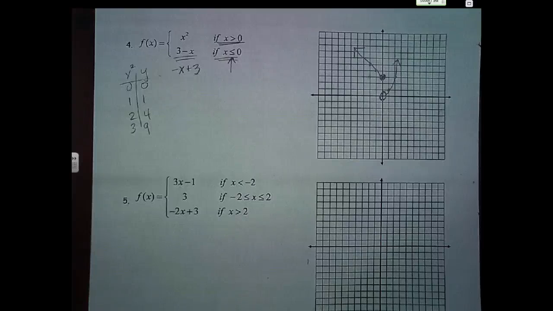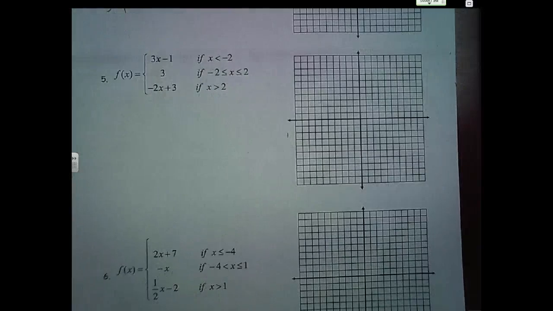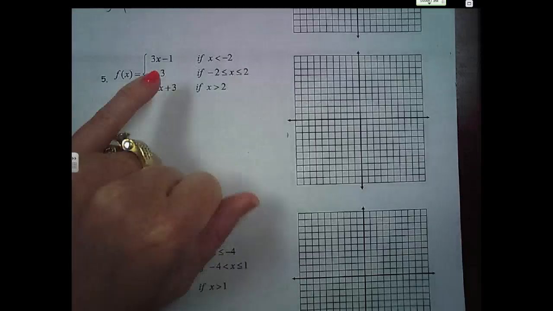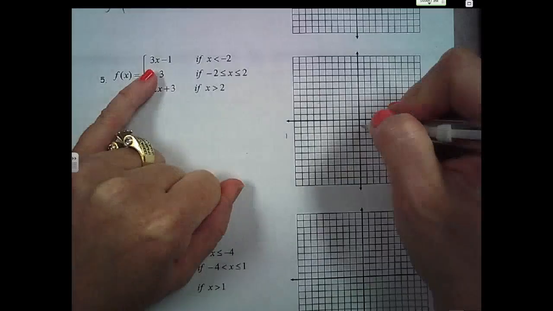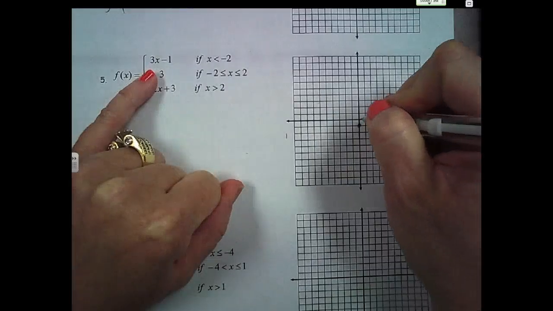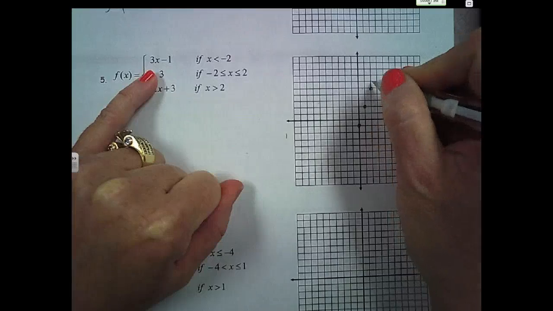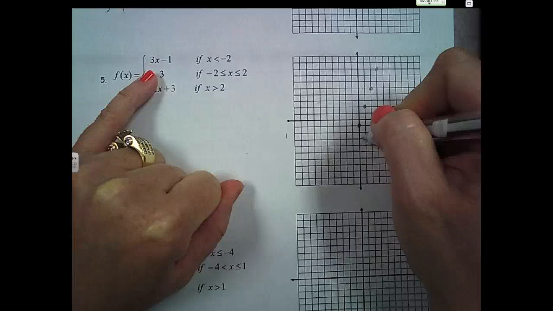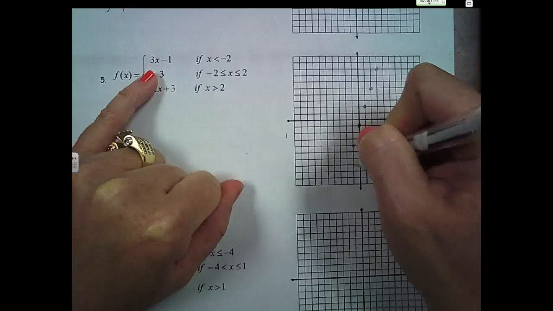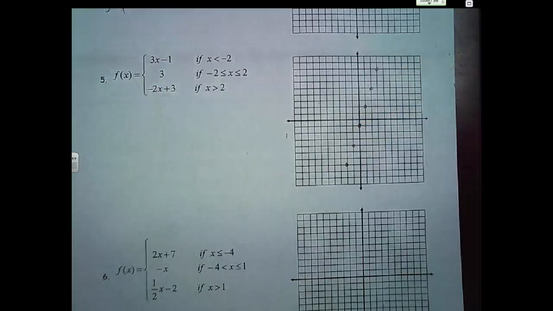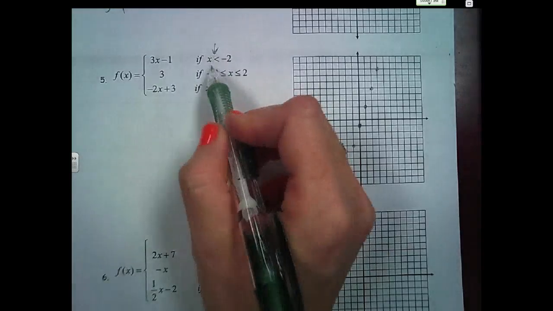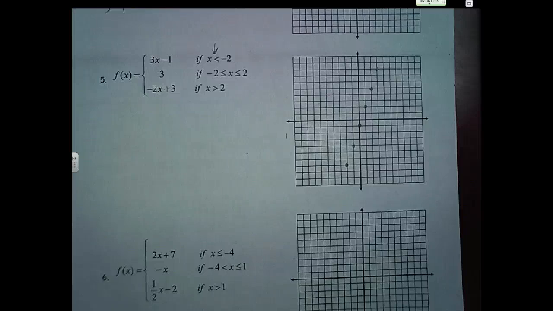Okay. So the next one, number 5, is a triple. Let's try it. The first one is negative 1, and then up 3 over 1. And as I graph it, I can kind of glance over here and say, okay, I want numbers less than negative 2. I want numbers less than negative 2.